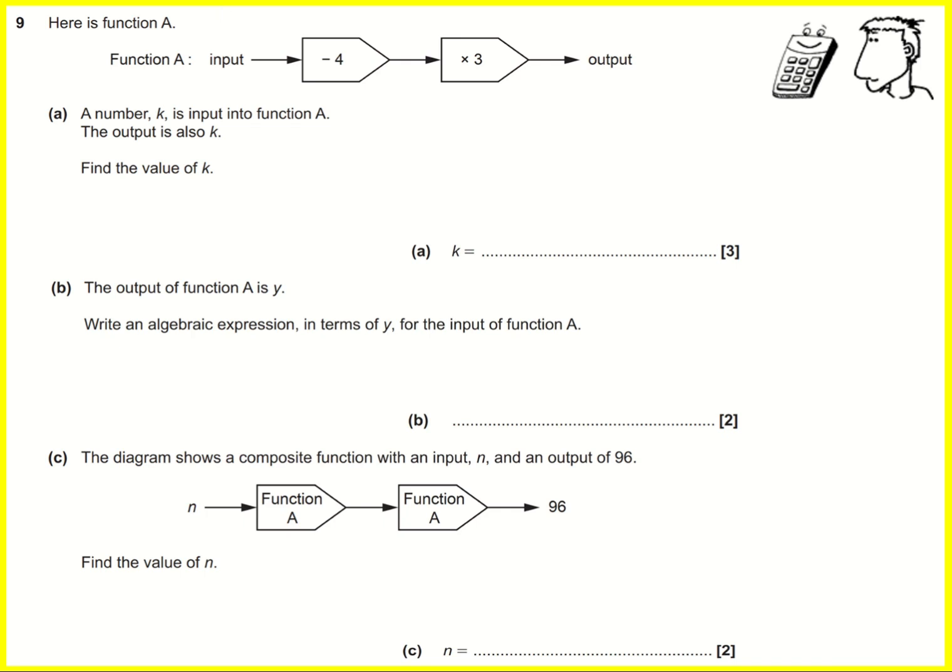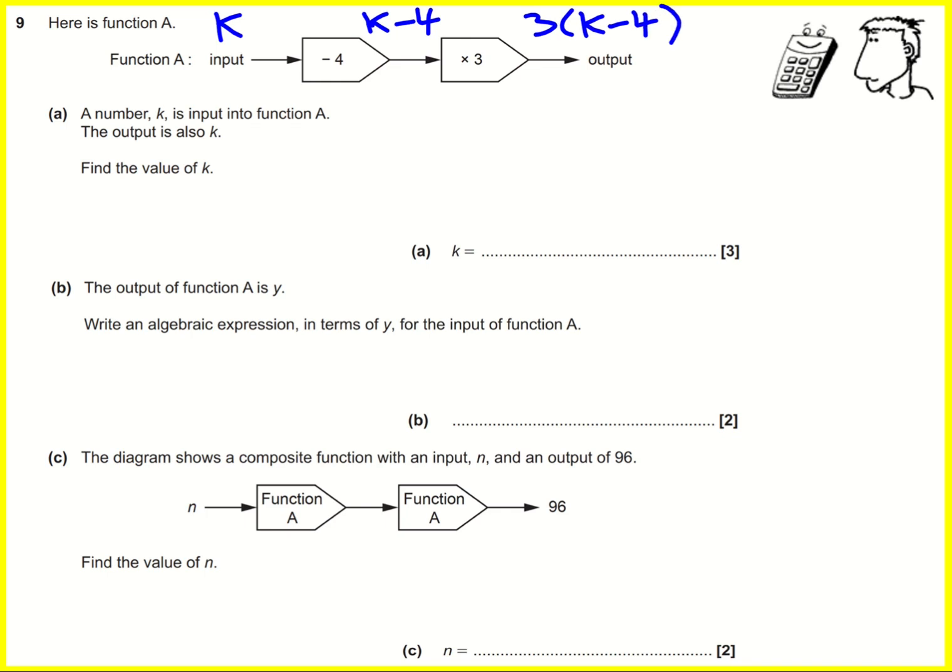So if I put in k as the input, right, if I put 7 in, then when I minus 4, I'd get 3. If I put k in, I'm going to get k minus 4. And then I need to put it into the next bit. So again, if I had 7, I'd minus 4 to give me 3. And if I times it by 3, it would give me 9. So in this case, I'm going to get not 3 times 3, but 3 times k minus 4.